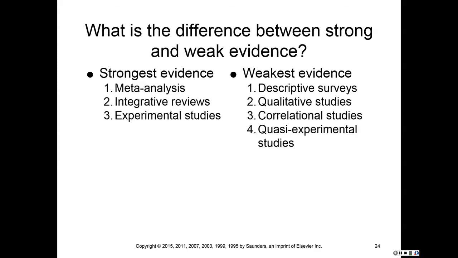What is the difference between strong and weak evidence? In terms of intervention studies, okay, we're talking about quantitative studies, not qualitative. The strongest evidence is produced by meta-analysis, integrative reviews, and experimental studies. And the weaker evidence comes from descriptive surveys, qualitative studies, correlational studies, and quasi-experimental studies.